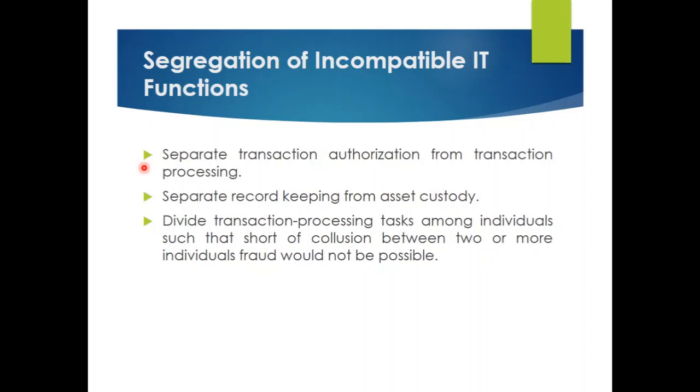One, the person doing the transaction authorization should be separate from the one doing the transaction processing. Next, you should separate record keeping from asset custody. And lastly, you should divide the transaction processing task among individuals such that, short of collusion between two or more individuals, fraud would not be possible. This is basically the same as what I discussed about segregation of duties in the physical controls. Again, you need to separate the custodianship, the one who does the authorization, and the one who does the record keeping. They have the same foundation.